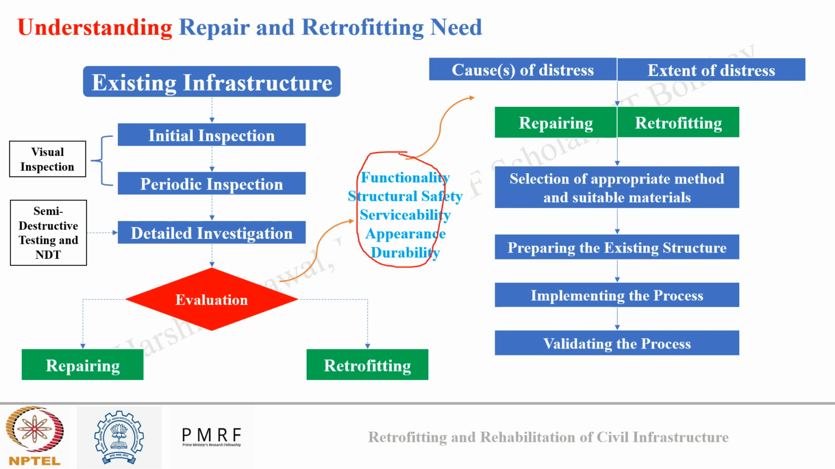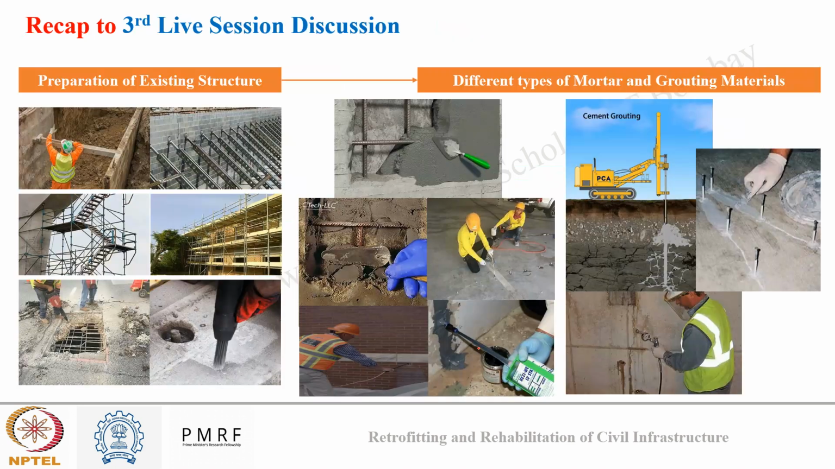After this, once we are clear whether repair or retrofitting is needed, we understood the procedure ahead. Once the choice between repair and retrofitting is done, the first step is to prepare the existing structure, in which we discussed shoring, scaffolding, and conditioning. Once my structure is ready for action, we talked about different types of repair materials followed by grouting and its types.